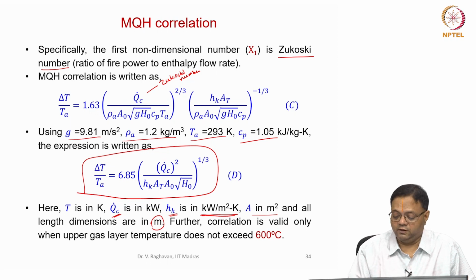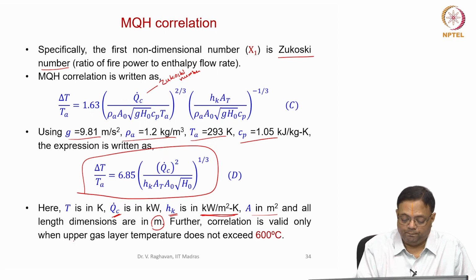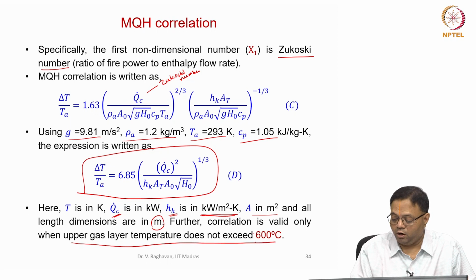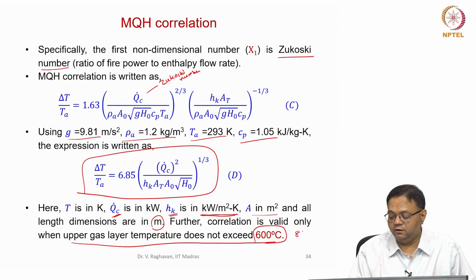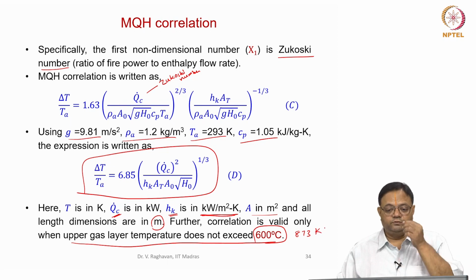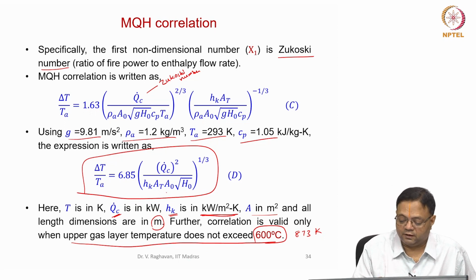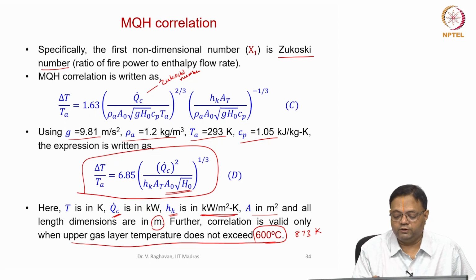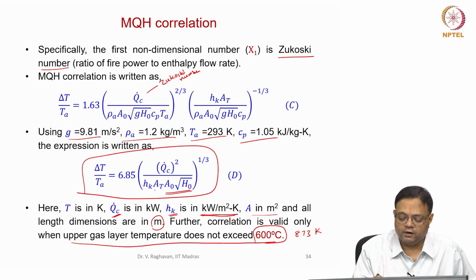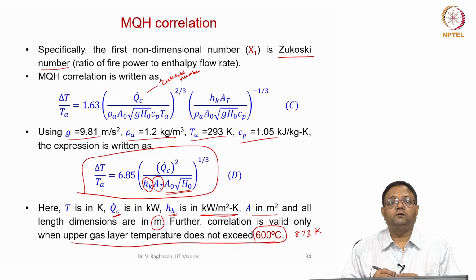Now this correlation is valid when the upper gas layer temperature does not exceed 600 degrees centigrade or 873 Kelvin. So this is the MQH correlation. Again, this factor A naught into root of H naught comes into play, the overall internal area, and this global heat transfer coefficient. So how to get the global heat transfer coefficient? Research is still going on. Some estimates can be used for getting this.